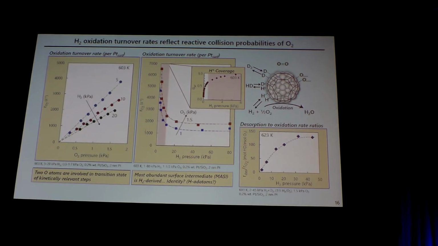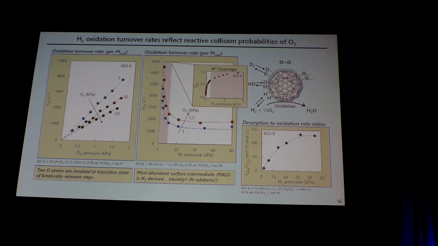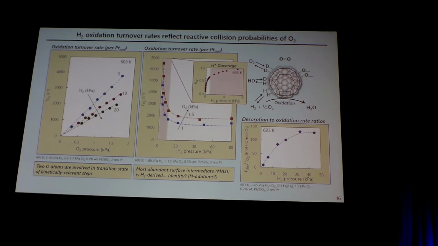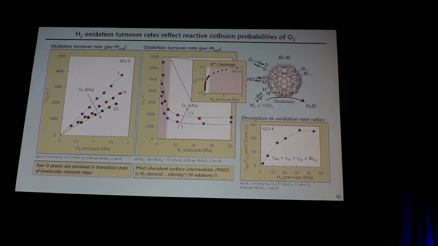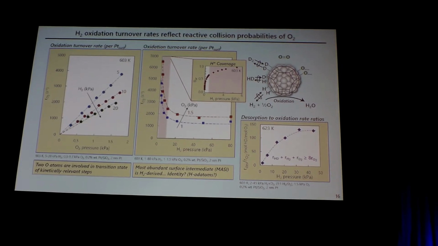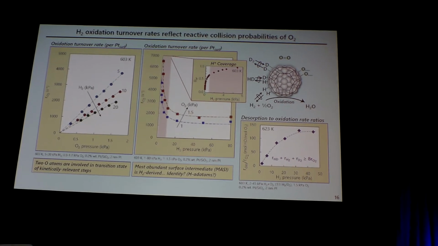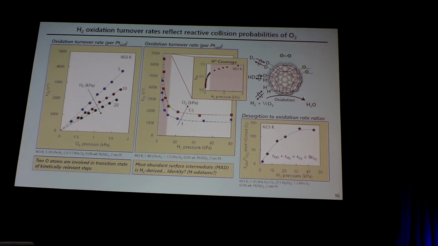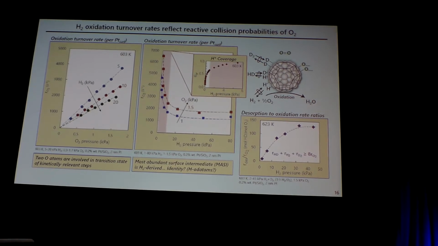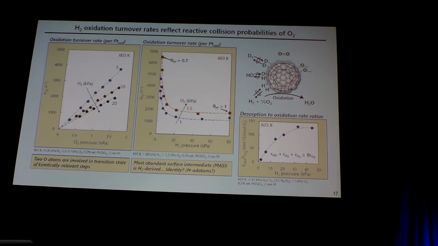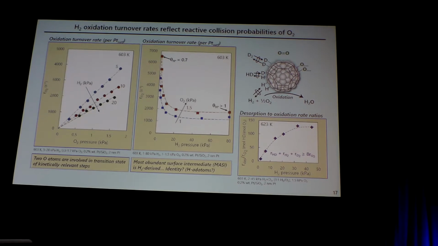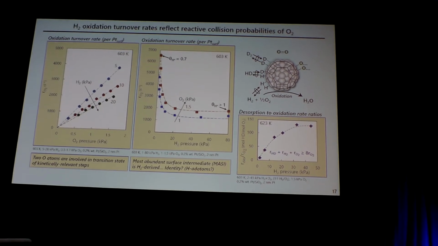And when we look at the ratio of the total recombinative desorption rate to the oxidation rate, we see that it's greater than 8 times at all the conditions reported here, which indicates that we are quasi-equilibrated. And so we can use the hydrogen chemisorption isotherms in order to rigorously determine what the coverages are at the relevant catalytic conditions.